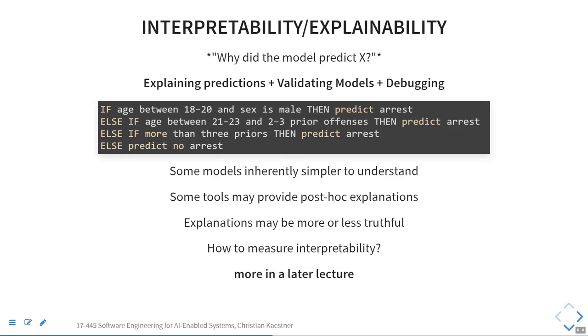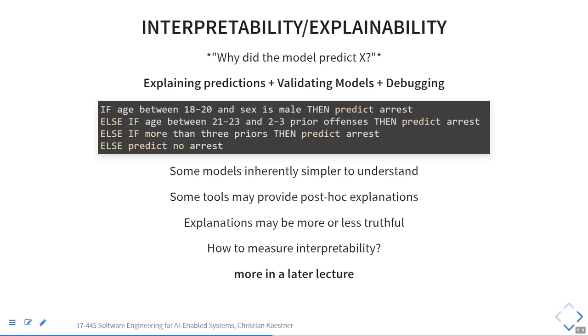If you train a deep neural network with a couple million parameters, you have no way of understanding what happens there. Even if you have decision trees that are really deep, right? Lots of if-else decisions, you can kind of follow this, but really understanding becomes hard, right? So very small models can still be understood. And sometimes people talk about inherently easy to understand. For more complicated models, people try to find explanations.